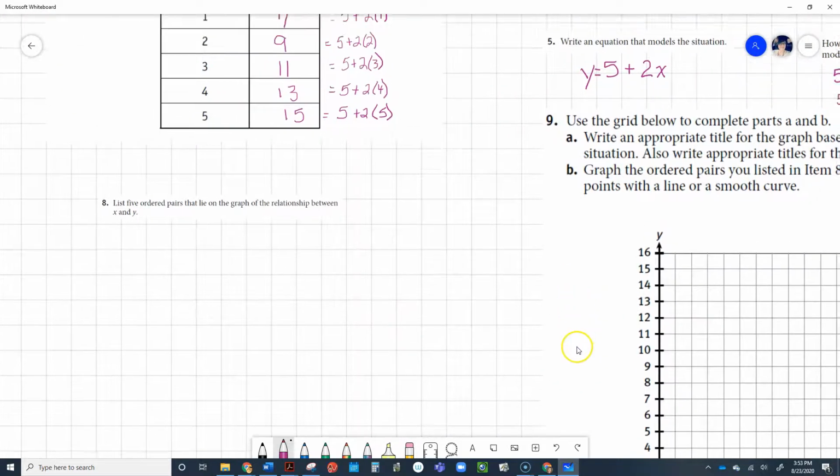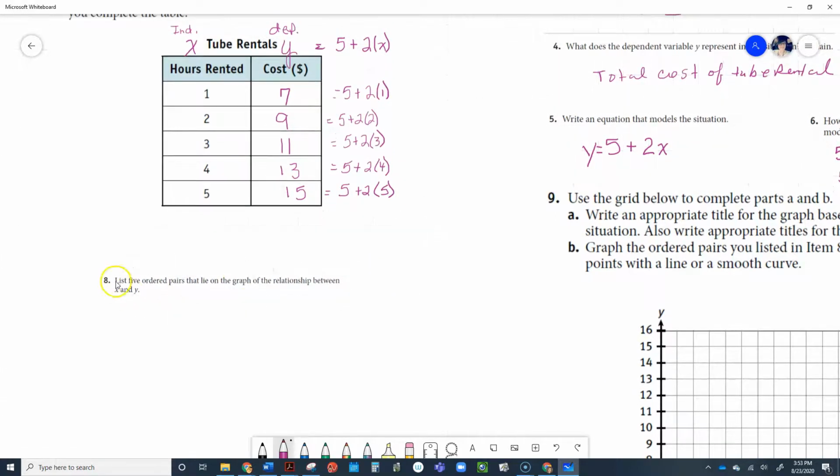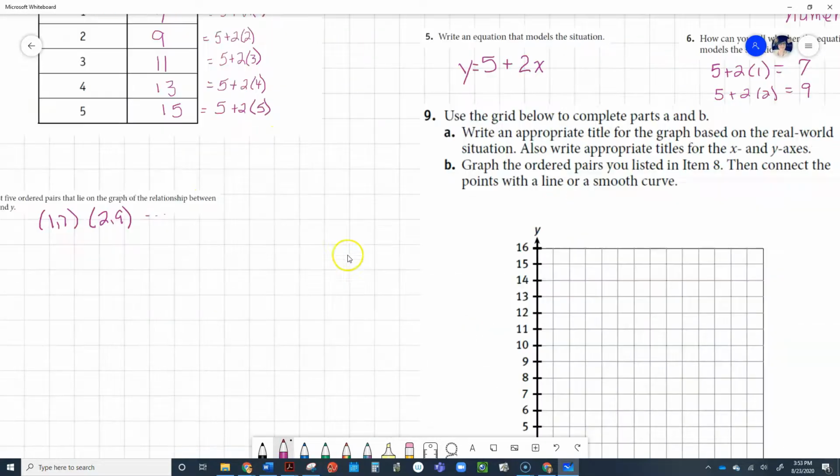Now over here in small print, I have number 8. It says list 5 ordered pairs that lie on the graph of the relationship between X and Y. Well, we have 5 right here. You can write them as ordered pairs, but I don't think it's necessary because they're right there in the table. So you can continue writing those down if you want, but there are the 5 pairs: 1, 7, 2, 9, 3, 11, 4, 13, 5, 15.